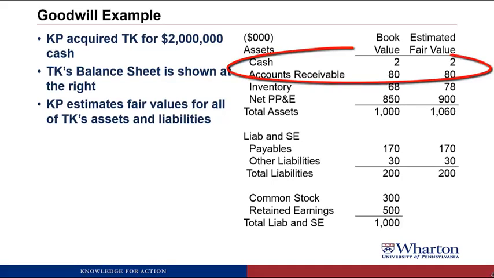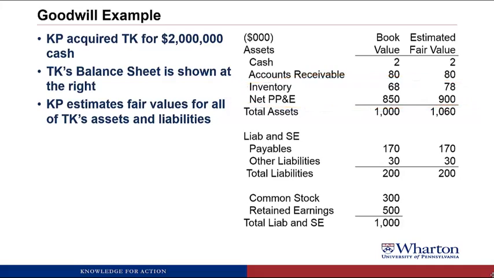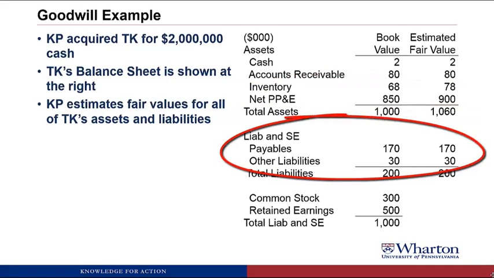And as you see, cash and accounts receivable were basically carried at fair value, but inventory, property, plant, and equipment, those are carried at lower of cost or market, and so we have to write them up to fair value. So inventory goes from 68 up to 78, PP&E from 850 up to 900. The liabilities were carried basically at fair value, so we don't have to make any adjustment.